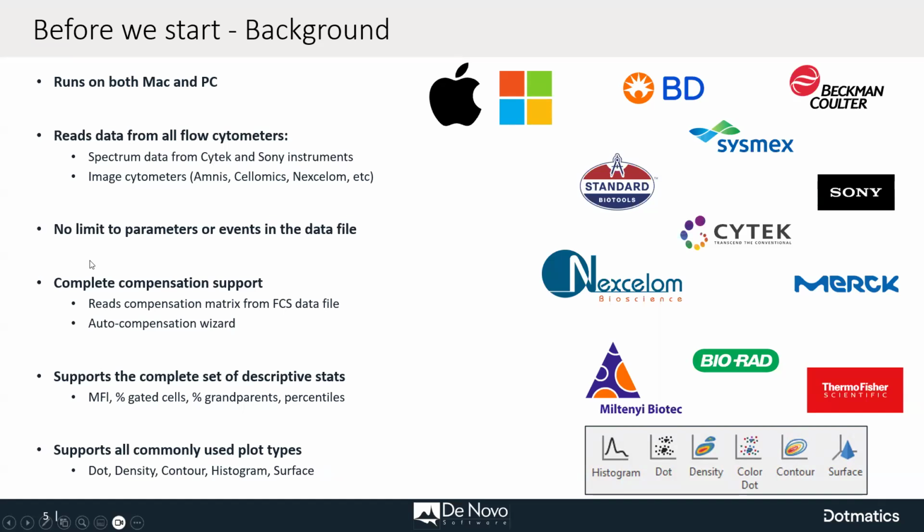Complete compensation software support and unmixing. So we are able to read compensation and unmixing files, and we're also able to do the compensation and unmixing within our software. We support the complete set of descriptive stats, so MFI, percent statistics, the grandparents, percentiles, etc. And we also support all common plot types, so dot, density, contour, histogram, surface, etc. And as you can see here, we have a list of different companies that we work with to make sure that the data that you bring in is able to be seen the way that you want it.